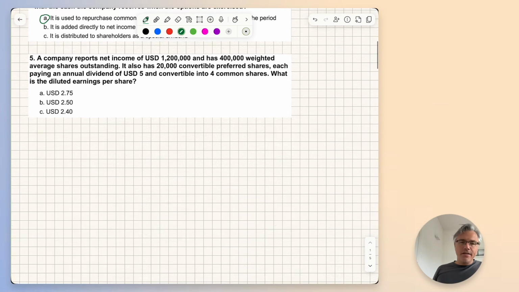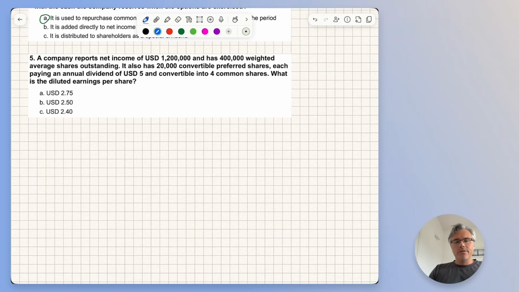Okay, and now, on to what will, for the rest of the video, be mainly computational questions. Not only a few theoretical ones still in there, but computational mainly. A company reports net income of 1,200,000 USD and has 400,000 weighted average shares outstanding. It also has 20,000 convertible preferred shares, each paying an annual dividend of $5 and convertible into 4 common shares. What is the diluted earnings per share?